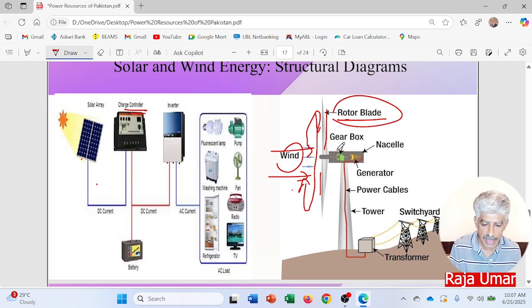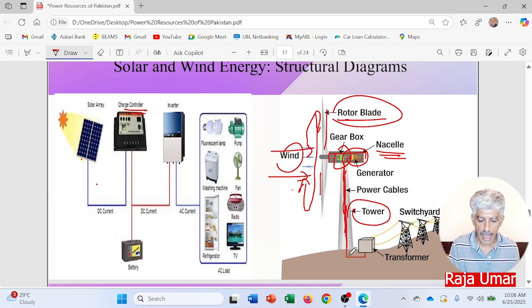So here we have the gearbox at the back end, and then here we have the nacelle and what we call the generator installed over here, and the whole of the structure is known as the nacelle. And here we have the power cables coming down within this structure, the column or tower. And here we have the transformer over here.